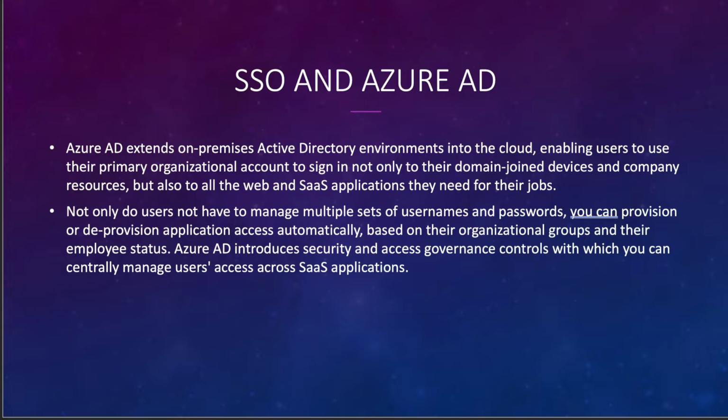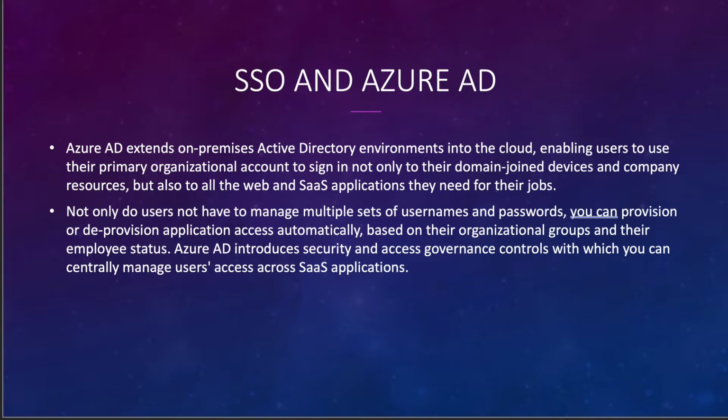Not only do users not have to manage multiple sets of usernames and passwords, because that's painful, right? You can provision or deprovision application access automatically. So if they move around, you can change things around, move them to different security groups, and understand that you now get security and access governance controls, which you can centrally manage your users' access across software as a service applications. You may want some people to be able to make reports and not others. So you can literally tie these things down by function.